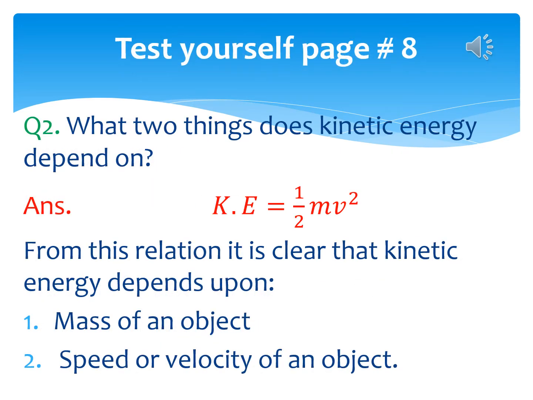Dear students, we have done question number 1. Now we are going to discuss the answers of questions 2, 3 and 4. Question number 2. What two things does kinetic energy depend on? Its answer is, as you know, the relation of kinetic energy is equal to half mv square, so from this relation it is clear that kinetic energy depends upon, number 1, mass of an object. Number 2, speed or velocity of an object.